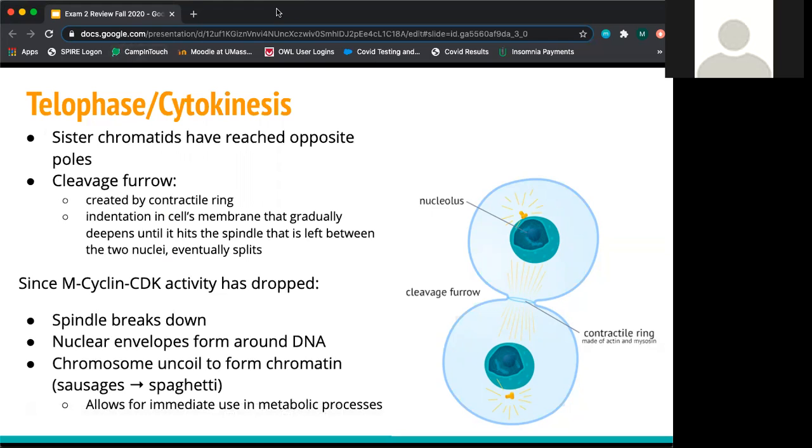And as we talked about earlier, APC targets M cyclin and M cyclin CDK activity drops. This means that the spindle is going to break down, the nuclear envelope is going to reform around the DNA, and chromosomes are going to uncoil to form chromatin. So instead of going from spaghetti to sausages, it's now going to decondense, and this will allow for immediate use in metabolic processes.